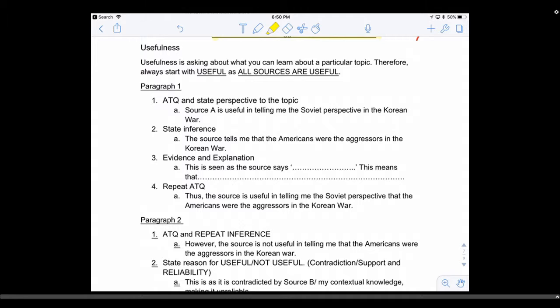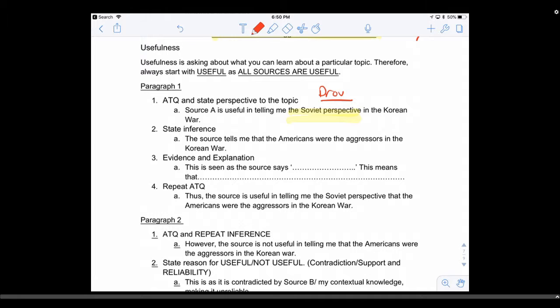So how do you do a useful question? Always start with useful first. So again, I say please ATQ, say is useful, then tell me what perspective. In this case, it is talking about the Soviet perspective, right? Example: source A is useful in telling me the Soviet perspective in the Korean War, right? After you've done your ATQ and told me which perspective it is, you find the perspective by looking at the provenance of the source, of course. Look at the provenance of the source to find the perspective, right?